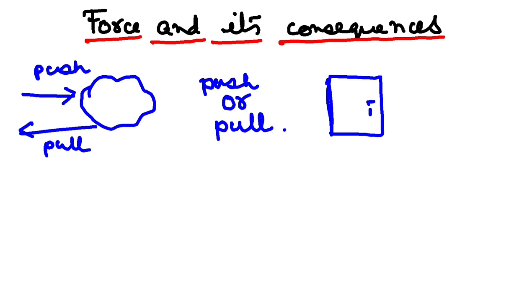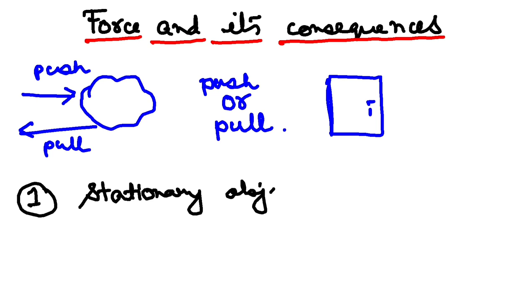All right. Now let us try to understand what are its effects. That means if I apply force, what are the things that can happen? The very first thing that can happen is that if an object is at rest, I can set it in motion. Stationary means anything which is at rest. Stationary objects can move if I apply force.